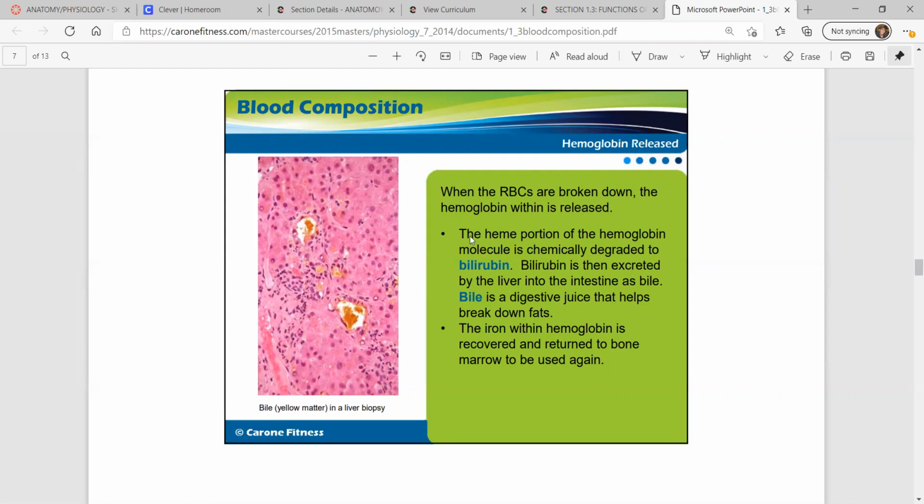So see the similar spelling. Bile is a digestive juice that helps break down fats. The iron within hemoglobin is recovered and returned to bone marrow to be used again.